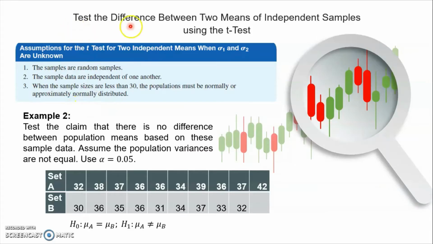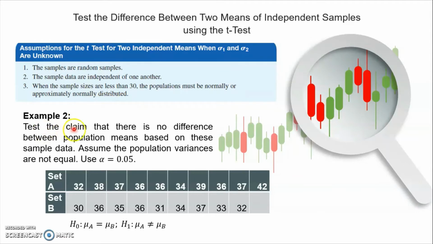Objective number 2. Test the difference between two means of independent samples using the t-test. These are the assumptions for the t-test. Number 1, make sure the samples are random. Number 2, the sample data are independent of one another. Number 3, when the sample size is less than 30, the population must be normally or approximately normally distributed.